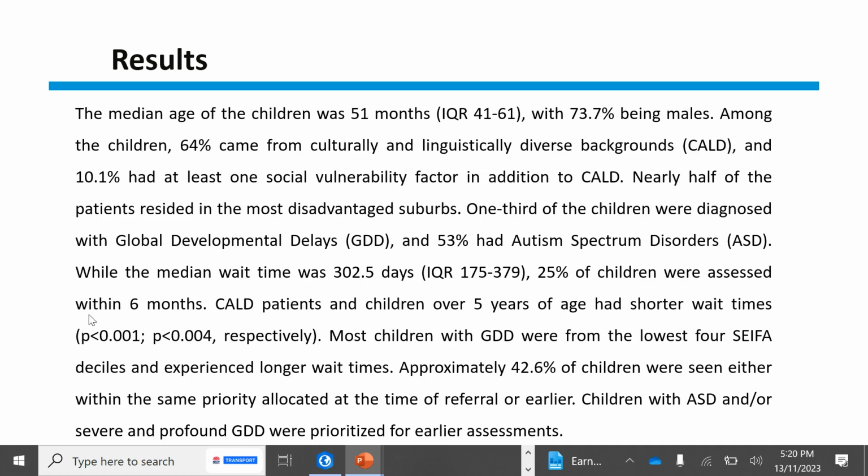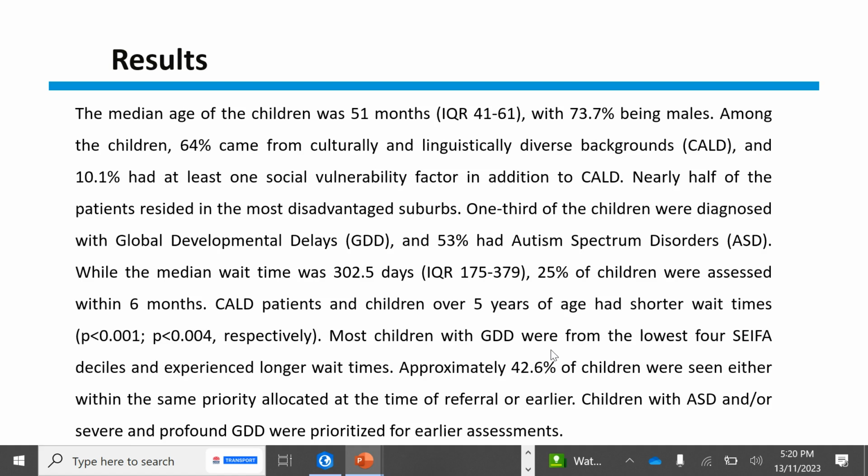25% of children were assessed within 6 months, and CALD patients and children over 5 years of age had shorter waiting time, and you can see here it's respectively in terms of statistical significance. Most children with GDD were from the lowest 4 CIFA deciles and experienced longer wait times. So that is to say, we already identified some of these most disadvantaged areas also incurred quite significant waiting time.